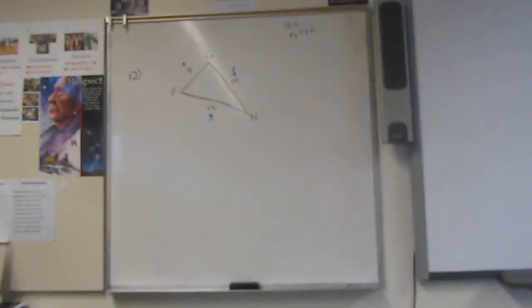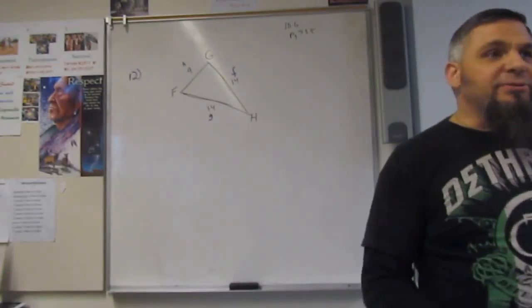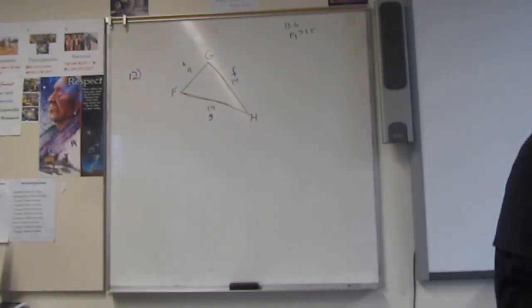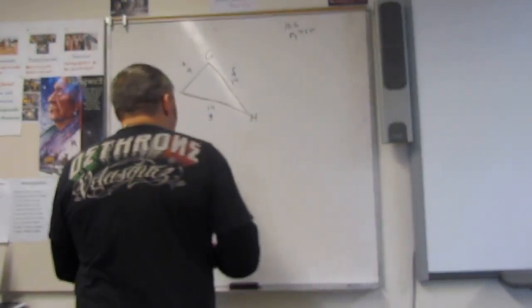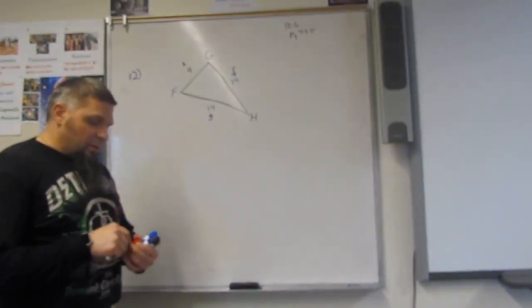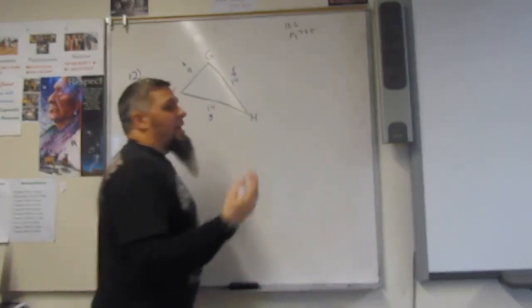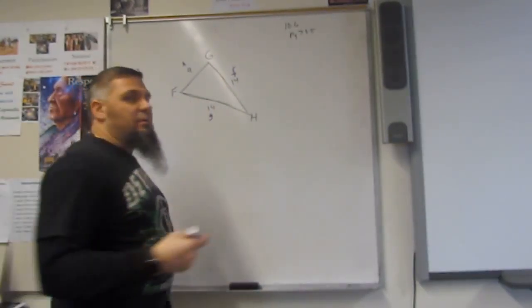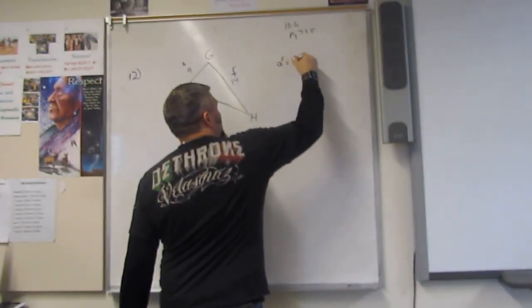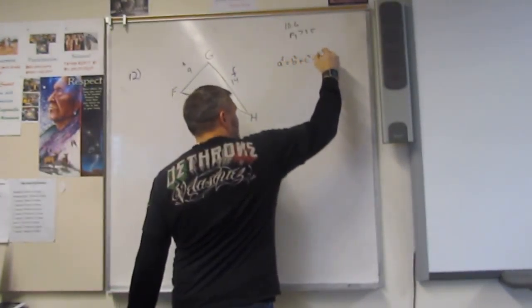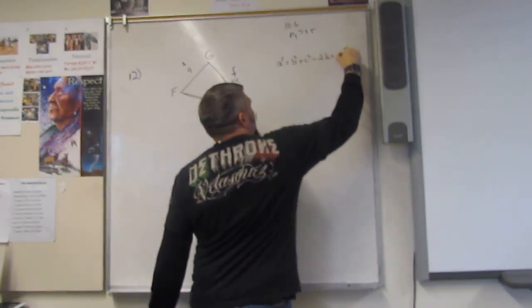Okay, so 10-6, page 735, problem 12. Basically, we want to look at the law of cosines here. If we take a look at the law of cosines, we remember that to find a side, it's a squared is equal to b squared plus c squared minus 2bc cosine A.